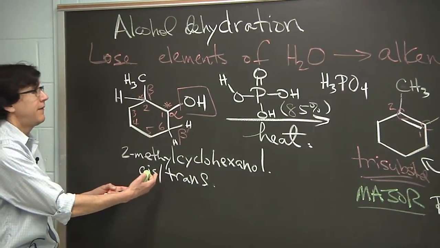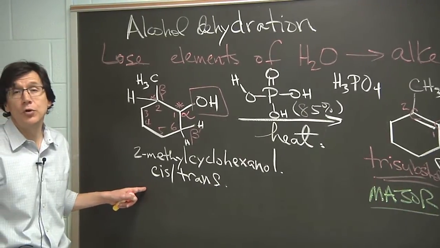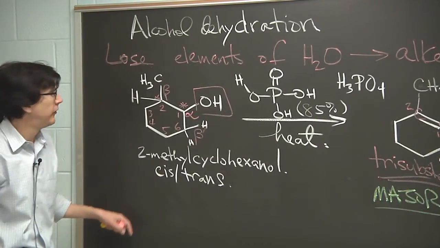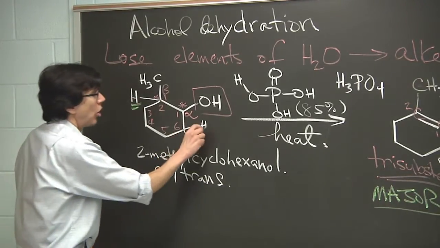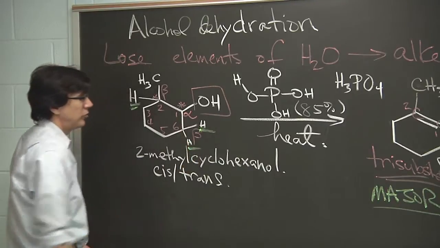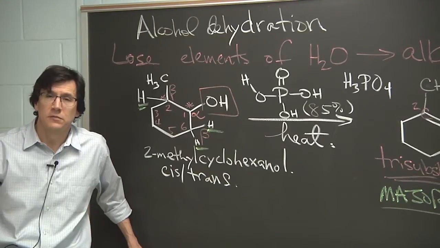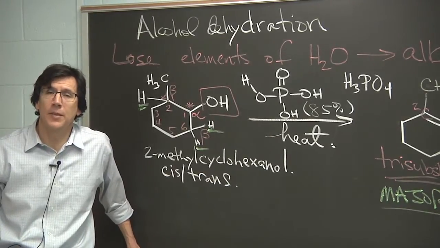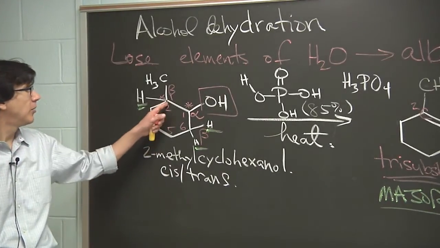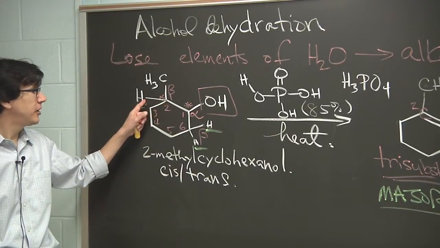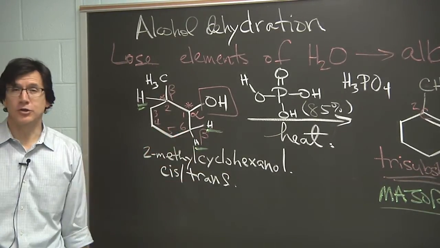Let's go back and look at the starting compound. Another way of thinking about Zaytsev's rule has to do with where you remove the proton from. We could either remove the proton from here, or we could remove the proton from there. Can you think of the way Zaytsev would talk about where we should remove the proton from? Should we remove the proton from carbon 2, which has 1 hydrogen attached, or from carbon 6, which has 2 hydrogens attached?